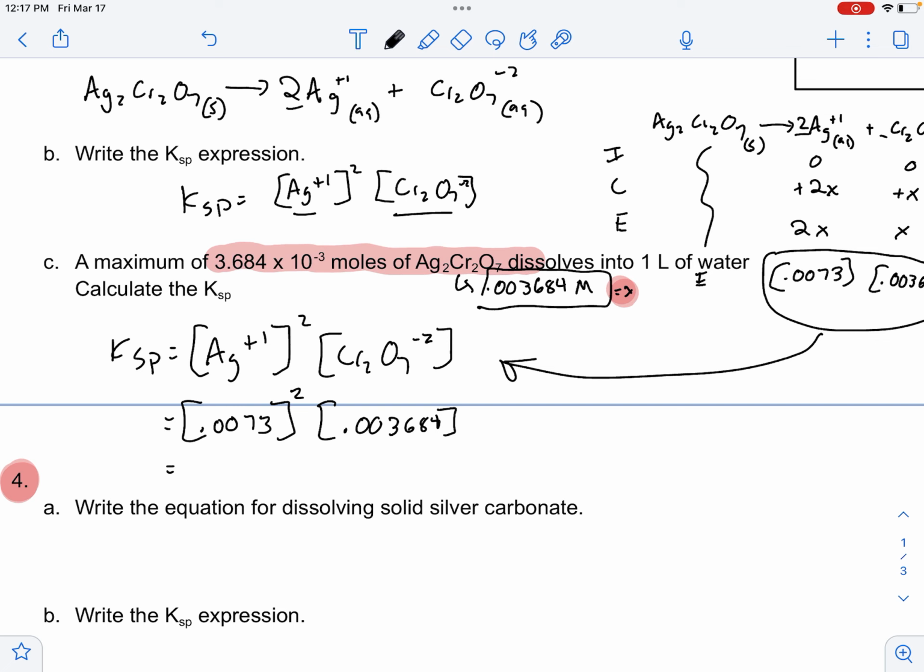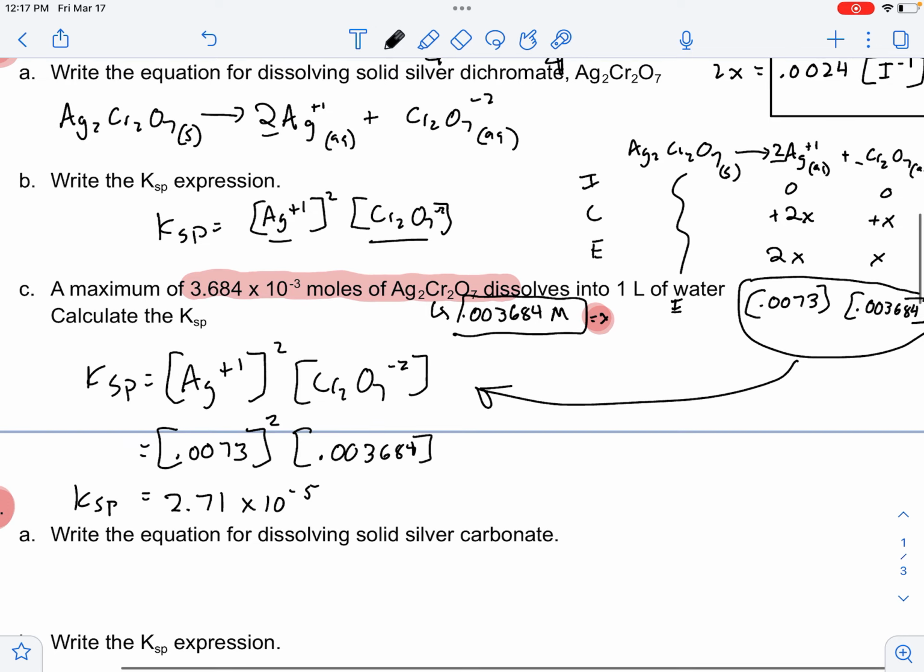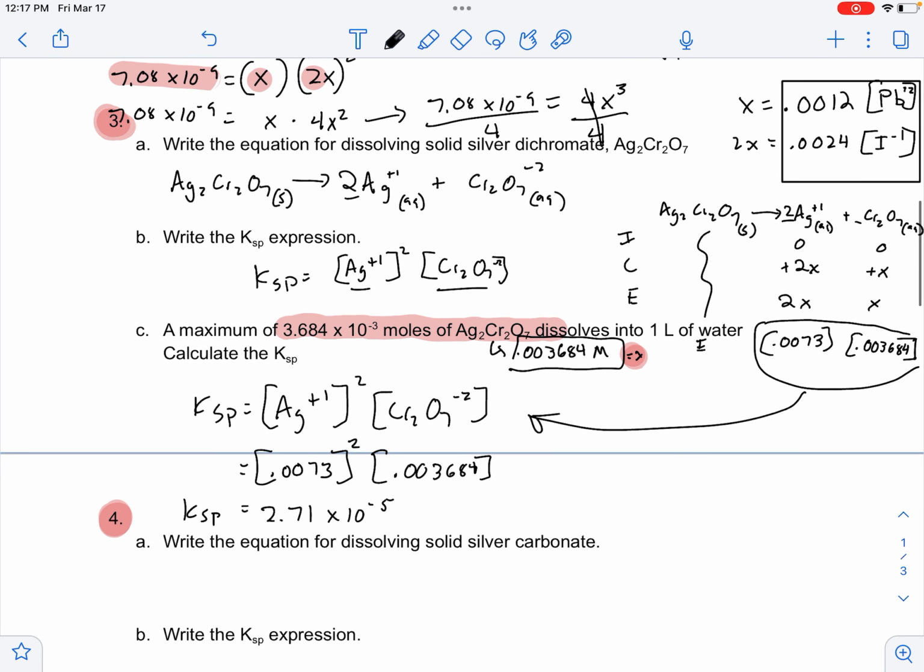And so now we calculate. You punch this in, square first, then multiply. You get 2.71 times 10 to the negative fifth. This is your KSP for silver dichromate. Okay, I hope that helps.